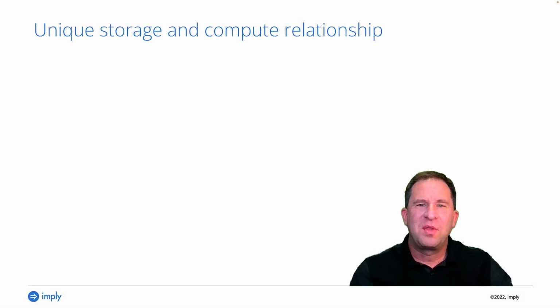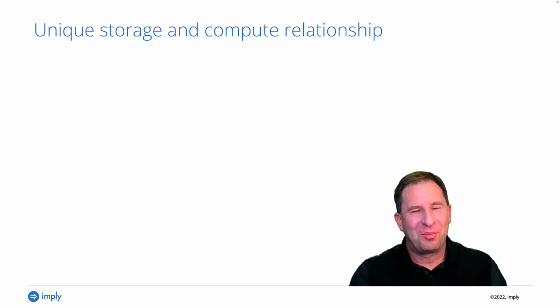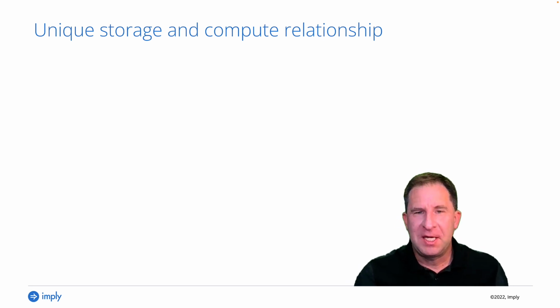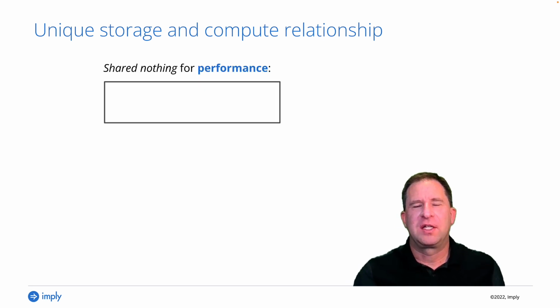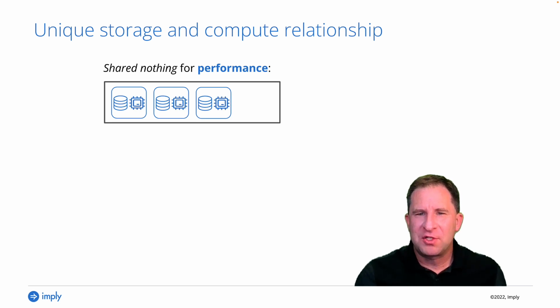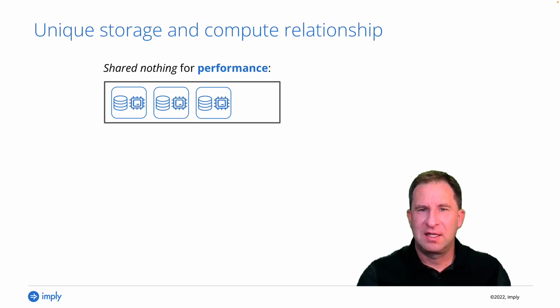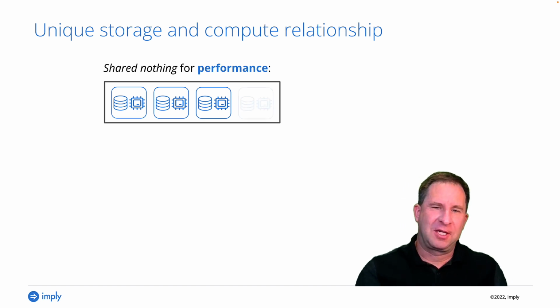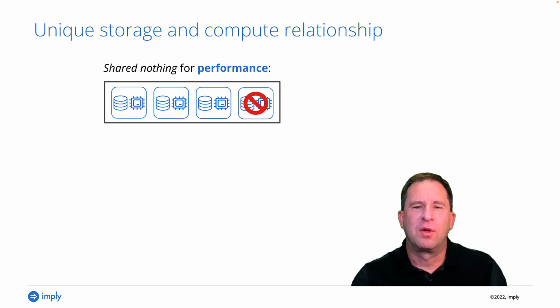Druid also has a unique storage and compute relationship. To understand just how unique, we'll need to step back in time a bit. For decades, we've known that distribution, massively parallel processing, was the key to query speed. This led to shared nothing architectures where each node of a cluster had both storage and compute. It's scientifically proven that this is the best way to get the speed needed for interactivity, but it isn't elastic. It's too difficult to add or remove nodes to respond to performance needs.